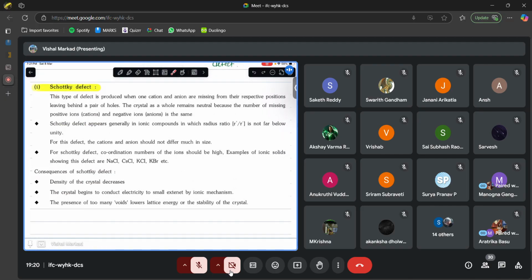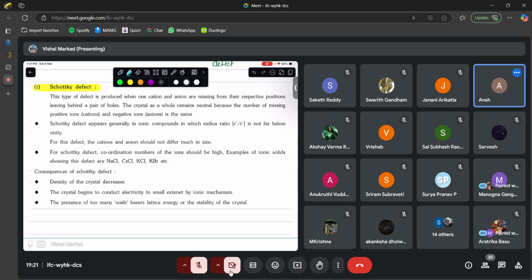Simple thing. What is the Schottky defect? Read the first point, anyone. This type of defect is produced when one cation and anion are missing from their respective positions, leaving behind a pair of holes. One cation and one anion are missing. If one cation and one anion is missing, is there any charge that will come on that material? No, sir. So can I say that electric neutrality will be maintained? Yes, sir.